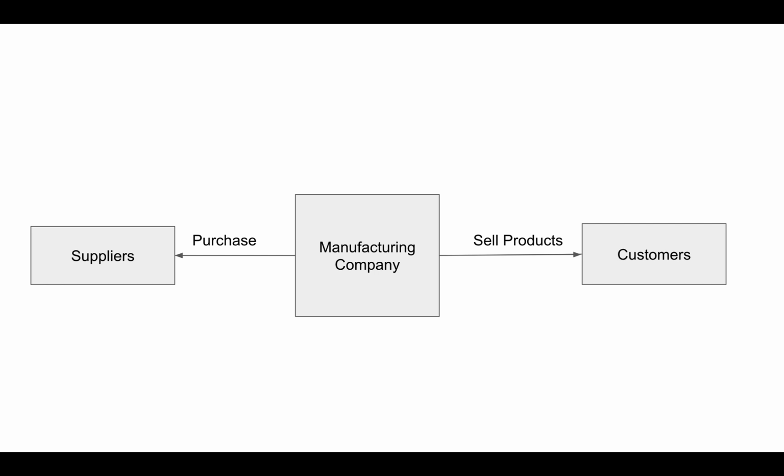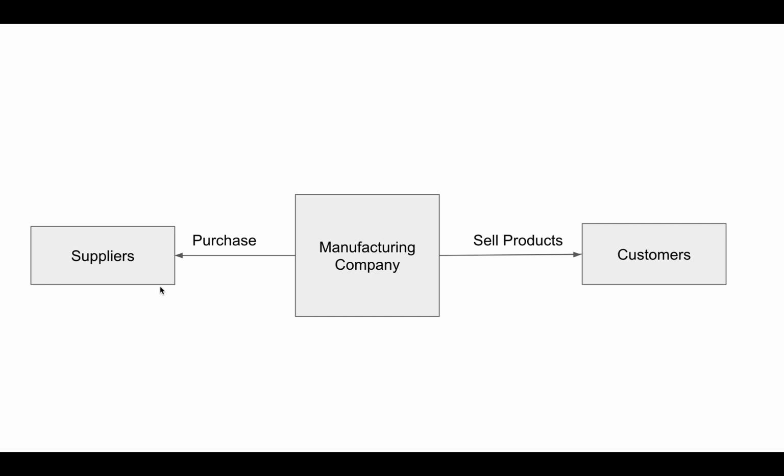Where do they get the raw materials? Some companies produce raw materials themselves, or they purchase from different suppliers. So here, for example, let's assume they are purchasing raw materials from suppliers, not manufacturing themselves. The manufacturing company purchases raw materials from suppliers in order to produce a product. Once they receive the raw materials, they produce a product and then sell that product to customers.